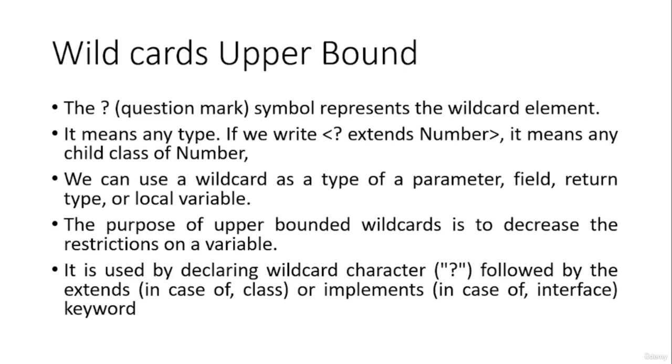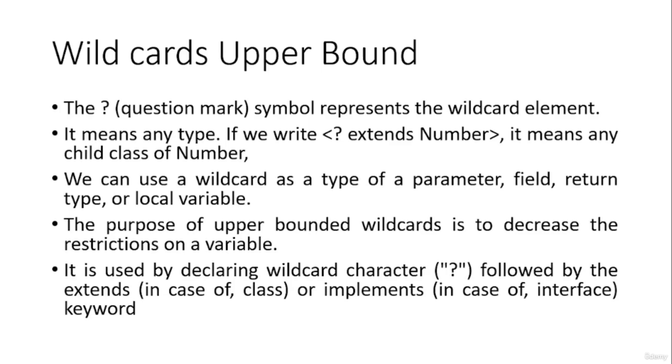It will provide an upper bound in this case. Upper bound means a restriction at the upper level, and we can provide that upper bound by using the question mark symbol followed by the implements keyword for an interface or the extends keyword for a class. Like that, we can provide the particular restriction to fields, methods, variables, or return types, or we can provide the limits. So this is a feature which is used.